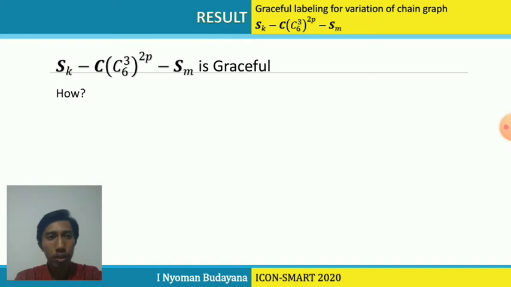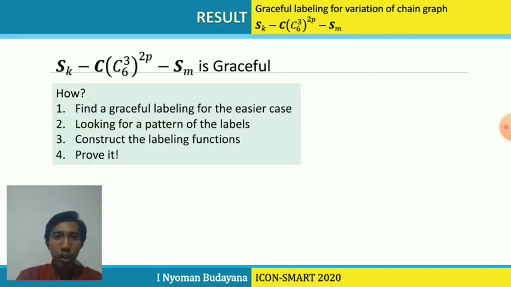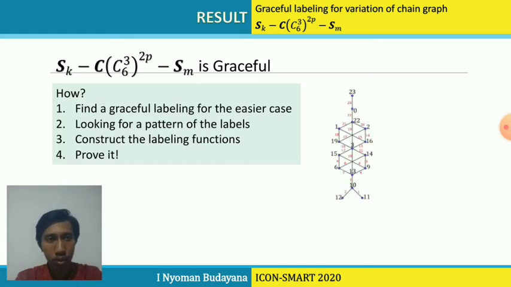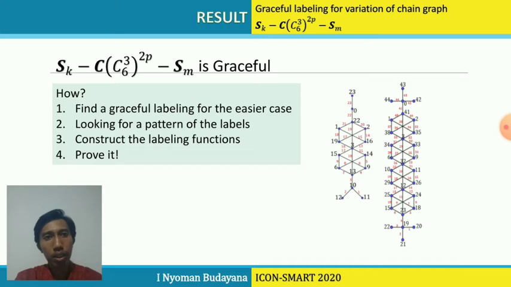How do we get this conclusion? First, we find a graceful labeling for the ad hoc case, that is, for small values of k, p, and m. Second, we look for a pattern. Third, we construct the function and then we prove it. This is an example of the first step, a graceful labeling for the ad hoc case.